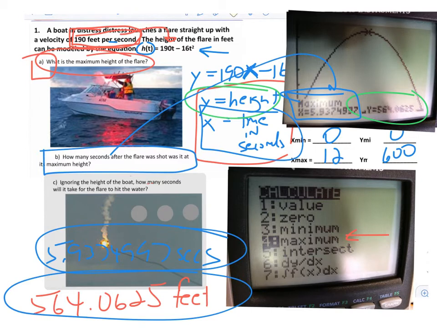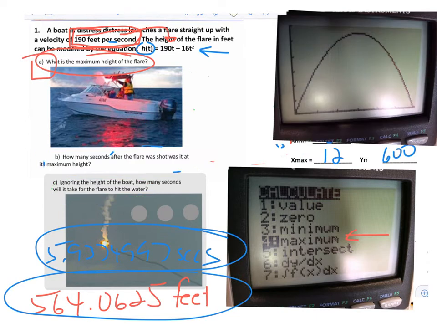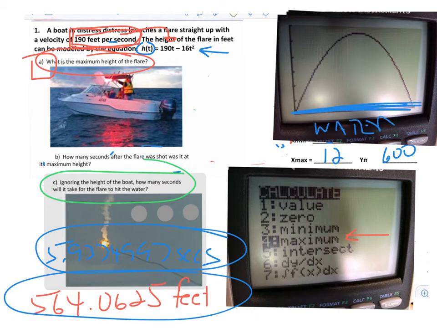Part C, ignoring the height of the boat, how many seconds will it take for the flare to hit the water? So really, what are you being asked to calculate here? Here's my graph. The water is basically the x-axis. So this particular question is asking how many seconds it will take for the flare to be shot from the boat. It says ignoring the height of the boat, so we're going to assume that the height of the boat is down at this origin here.